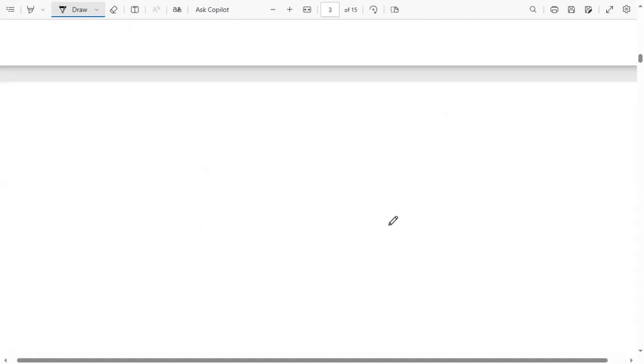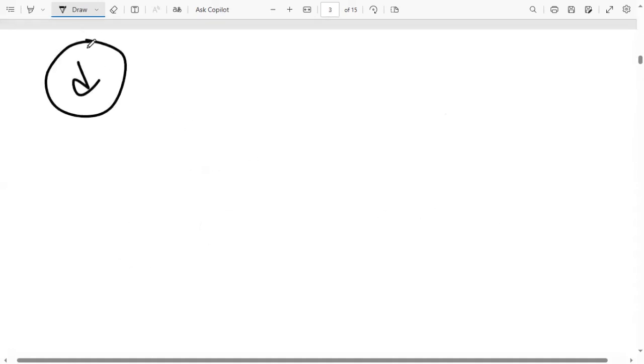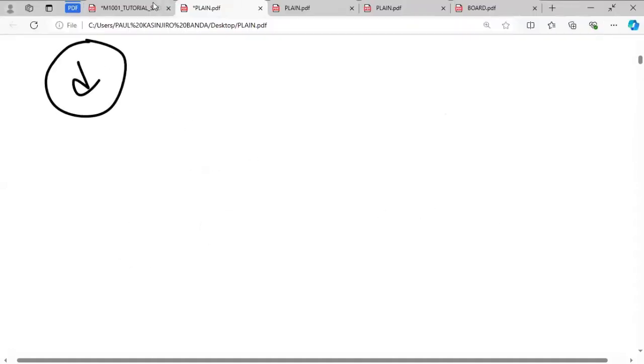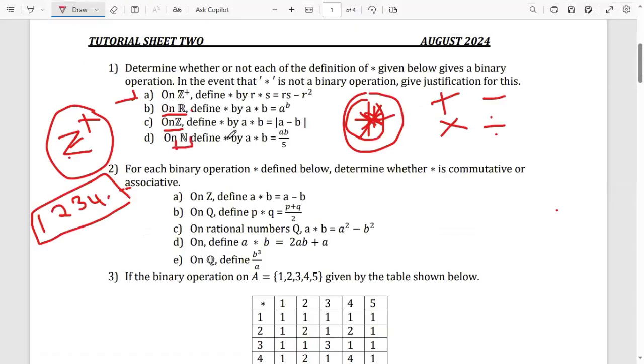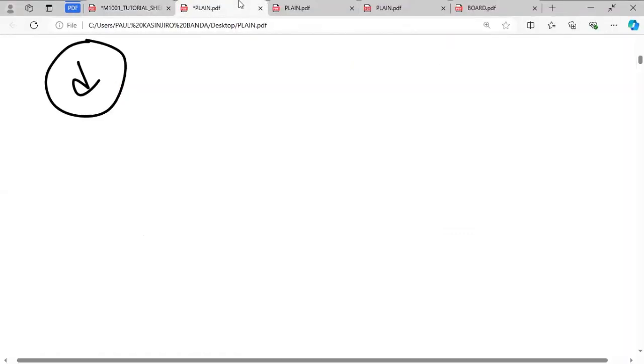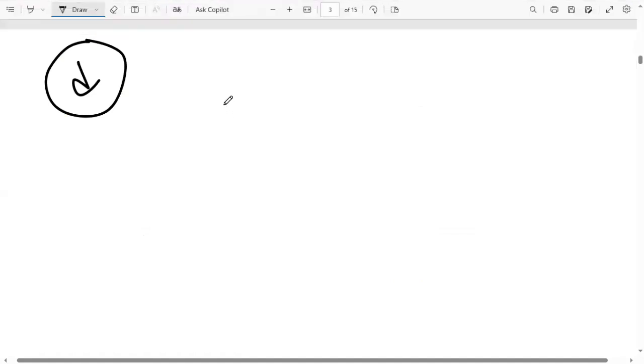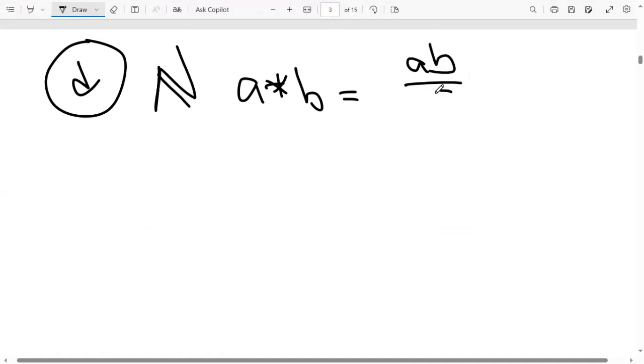Okay, let's look at D. What does it have? It has, on a set of natural numbers, defined star by A star B equals A multiplied by B divided by 5. Natural numbers, I already said those are counting numbers: 1, 2, 3 until forever. So we are on the set of natural numbers, and we are saying A star B is defined as A multiplied by B divided by 5.